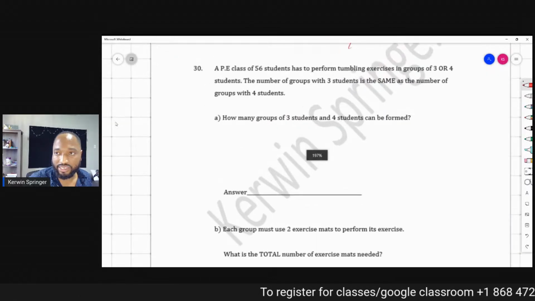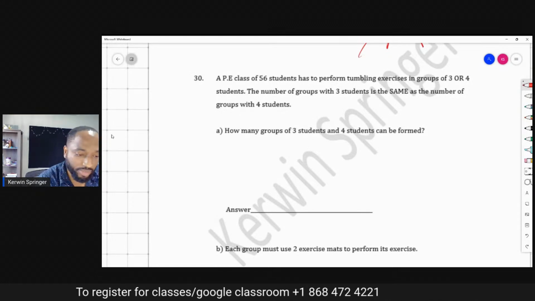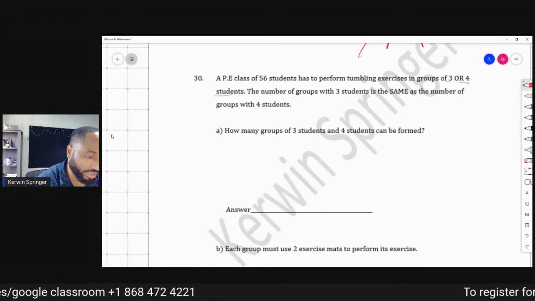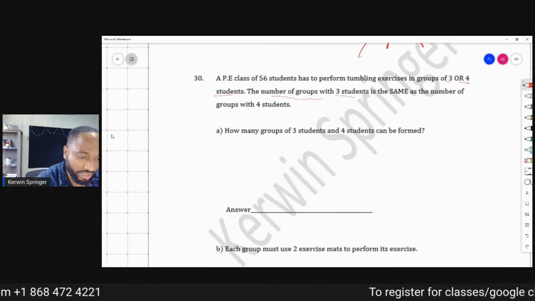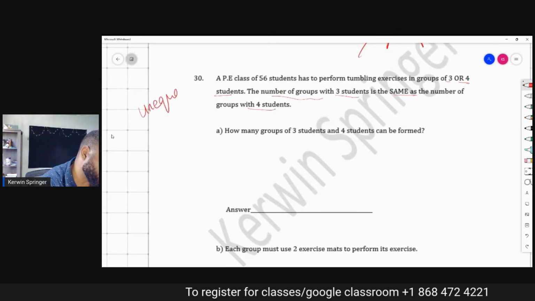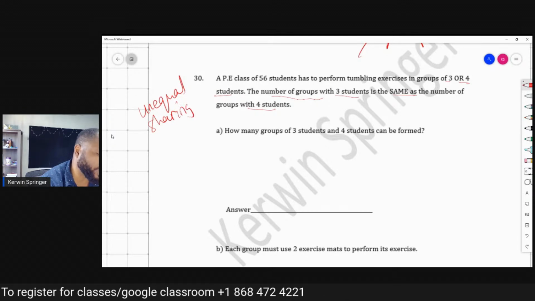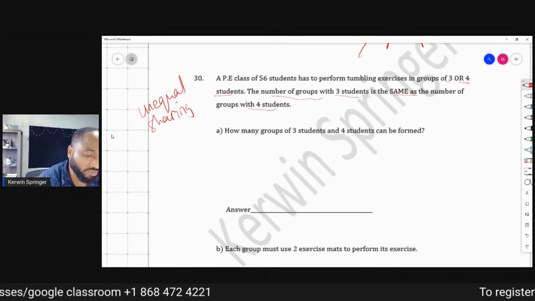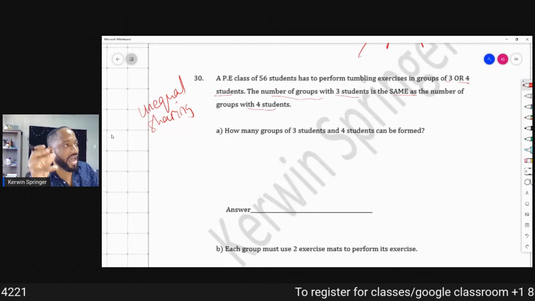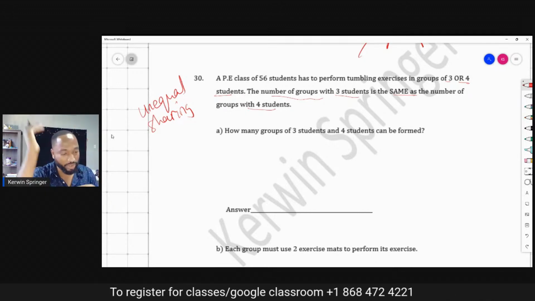A PE class of 56 students has to perform tumbling exercises in groups of 3 or 4 students. The number of groups with 3 students is the same as the number of groups with 4 students. So this is unequal sharing. How many groups of 3 students and 4 students can be formed? The tip for these styles of unequal sharing is to add up the 2 groups together. So you have a group of 3 and a group of 4 shared up equally.